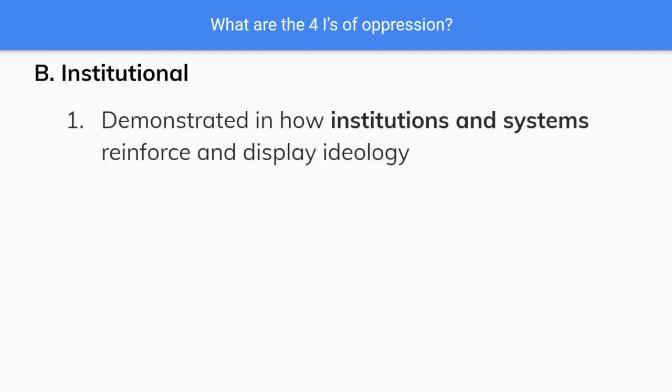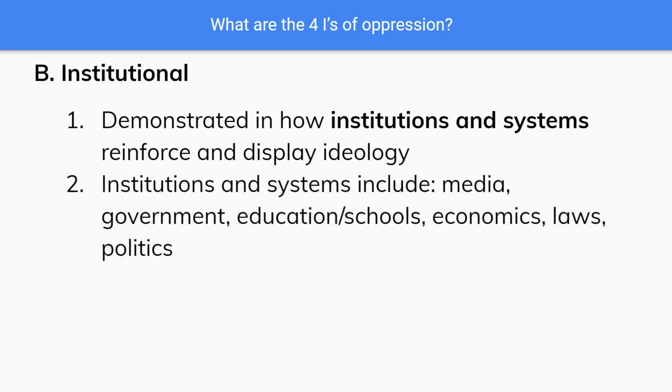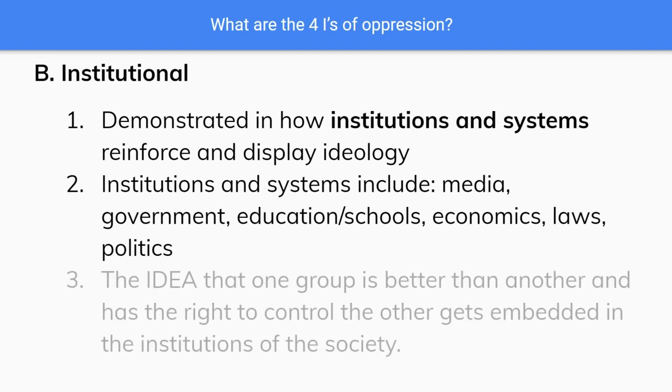The second I that we will be discussing is institutional. This is demonstrated in how institutions and systems reinforce and display ideology. So we're already seeing some connections from the first I to the second. Institutions and systems can include the media, and that can be social media as well as television and radio, governments, education and schools, economics, laws, politics.